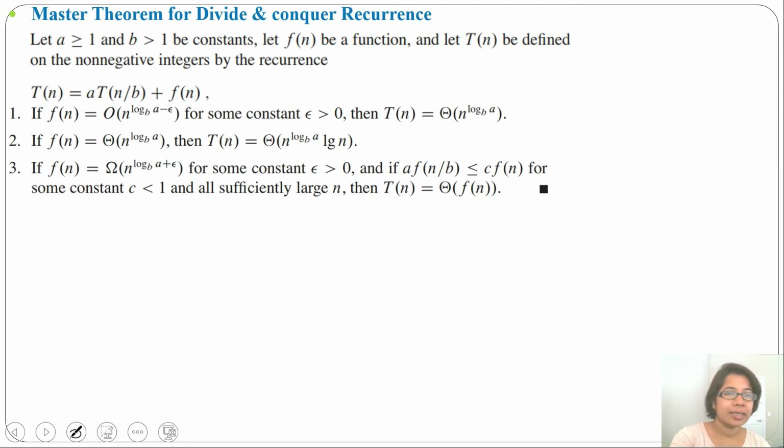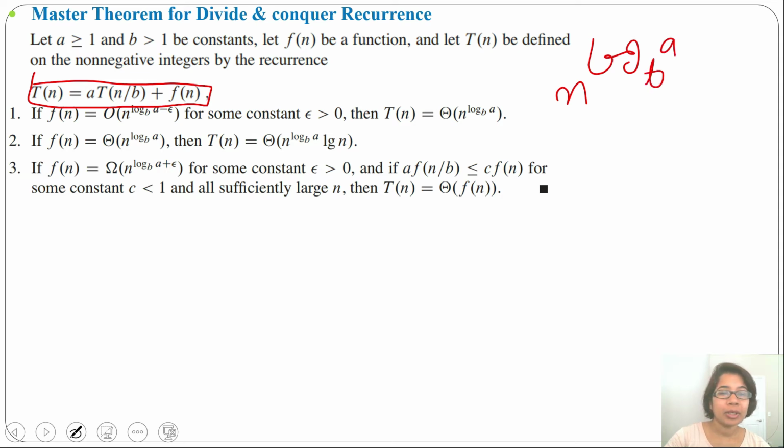If one recurrence is in this format, T(n) = a T(n/b) + f(n), then we will find n^(log_b a), and that will compare with f(n). If f(n) is less than this, then it comes under case 1. Running time will be theta of n^(log_b a).